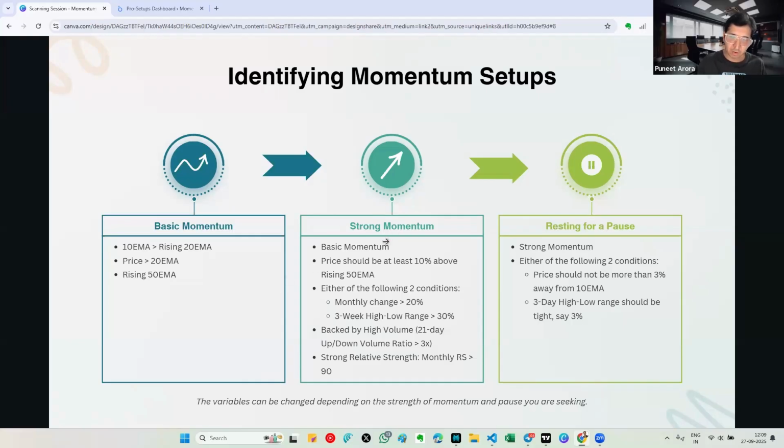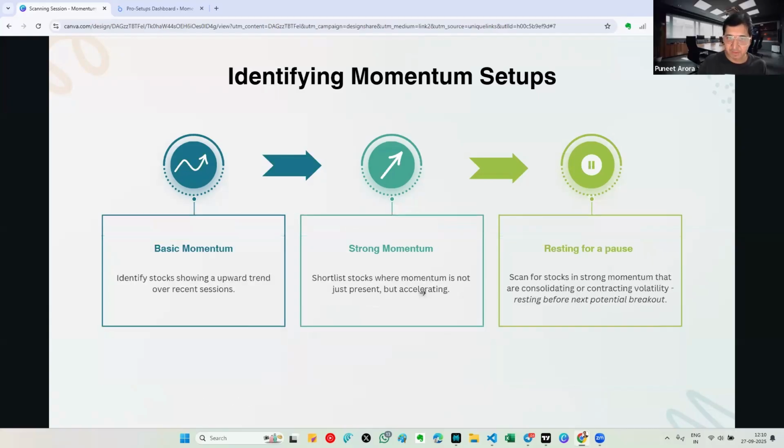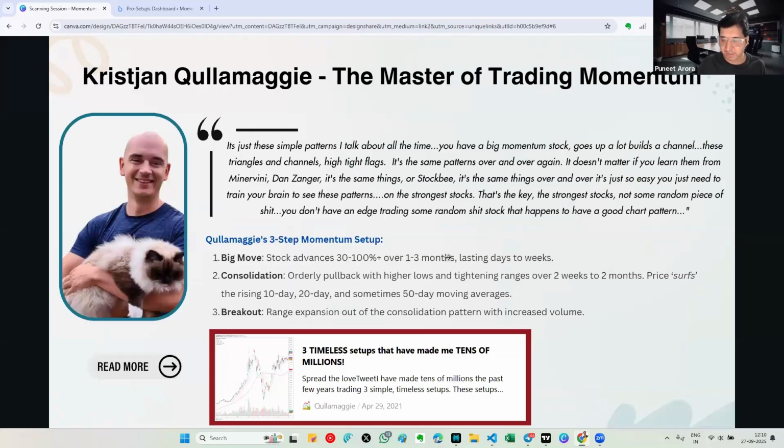When we say strong momentum, what we also look for is that price should be at least 10% above the rising 50 EMA. Then Kuala Maggie looks for stocks that are more than 25-30% higher in the last 1 month, or if he's using a 3 month time frame, then it can be over, let's say, 70-80%. And he also looks at a 6 month time frame, where the stock can be much more, 50-60-70%. It can be, let's say, 100-150% price increase in the last 6 months.